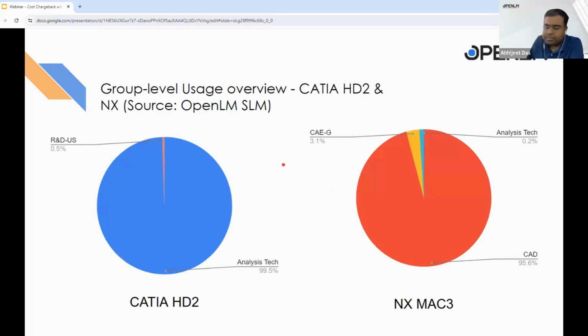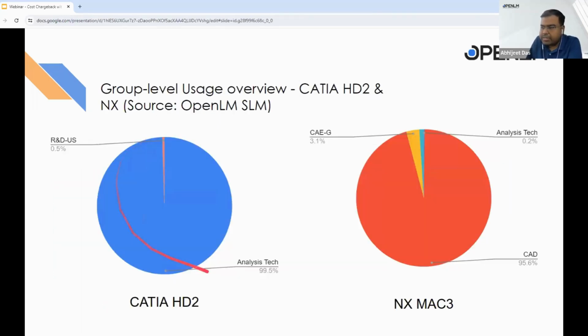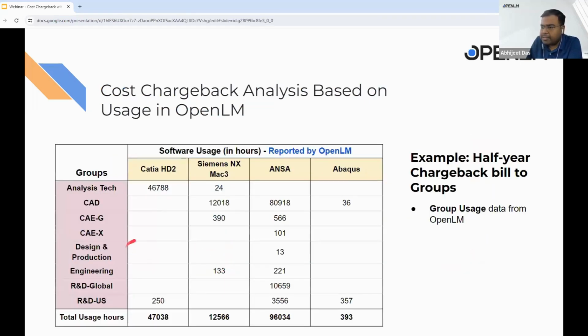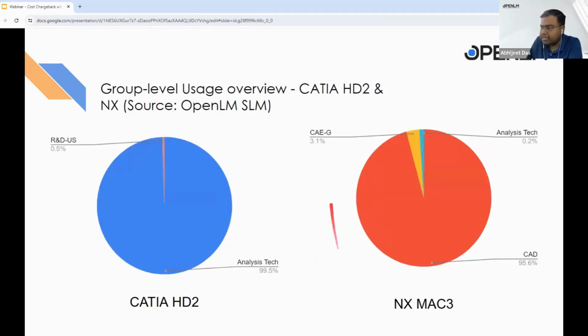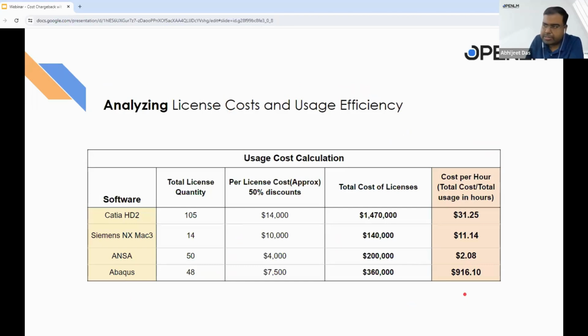So this is the pie chart showing the usage as a percentage of a whole. We can see here that for CATIA HD2, going back to the data, there were two groups who used it: one was analysis tech and one was R&D US. The majority of the time this license was used by analysis tech. Hence, this is the percentage, 99.5%. Similarly, for Siemens Mac 3, we can see the usage percentage by different groups. And here are the rest of the two applications, ANSA and Abacus.